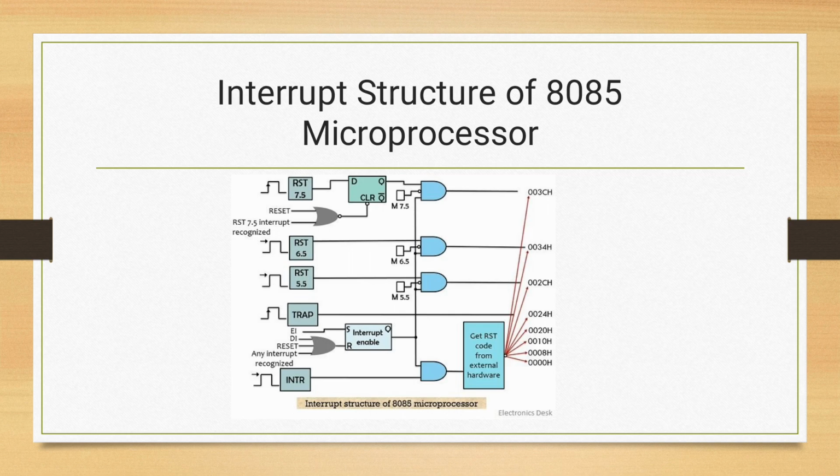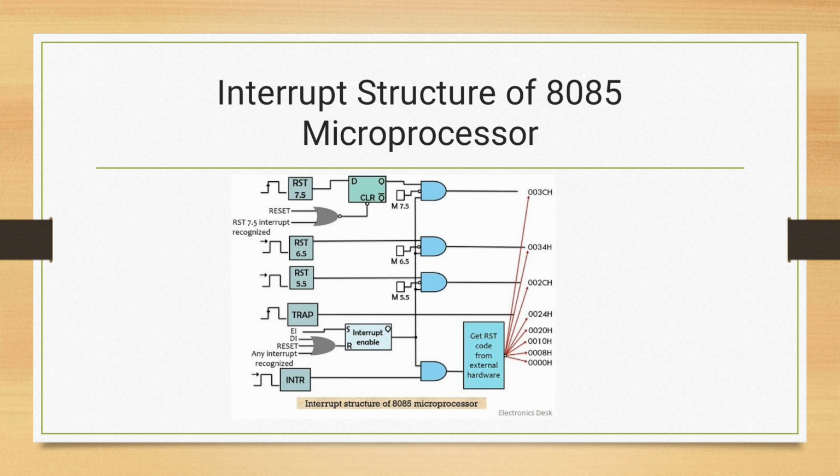So according to this diagram, when EI is low, none of the interrupts will be activated. If EI is set to 1, that means high, then all of them will be activated. On the other hand, if you execute the disable interrupt or any interrupt is recognized, then the interrupt system will automatically be disabled.